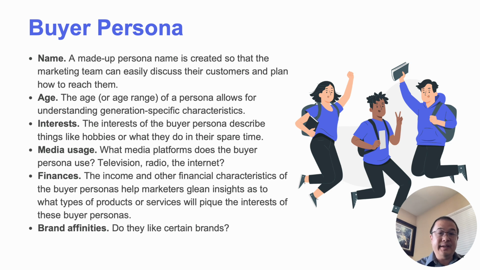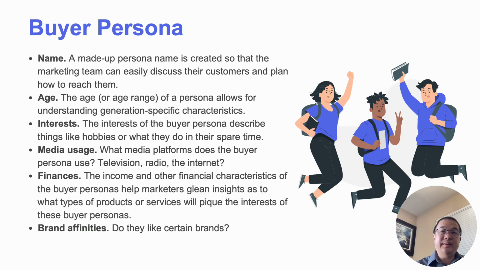Number 5, finances. Income and other financial characteristics help marketers understand what products or services will interest the customer. Examples are income level, spending habits, budget, purchasing power. This helps determine product pricing, premium versus budget products, and financing options.